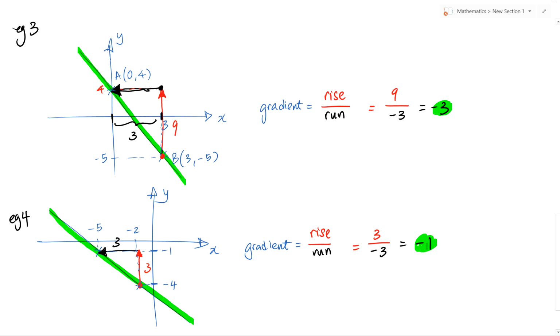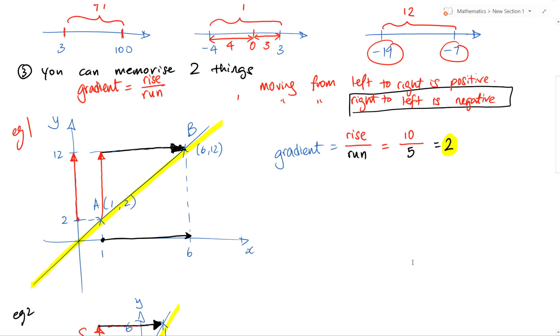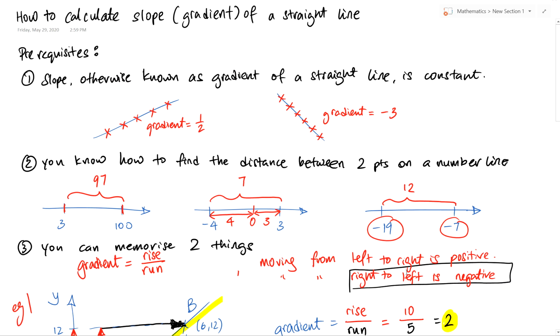So that is one quick way to check whether you might have any errors in your calculations. So that's all. I hope you are able to calculate gradients from now on.